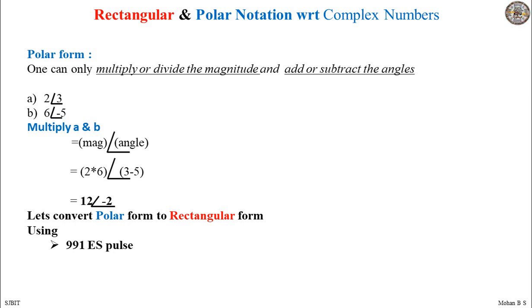Okay, so assuming that you have reset your calculators, two. So in this calculator, to click on angle, you have to press shift and then ENG. So if you multiply in this way and then convert, this is 991EX. I repeat, it is 991EX. So you get 12 at an angle -2.